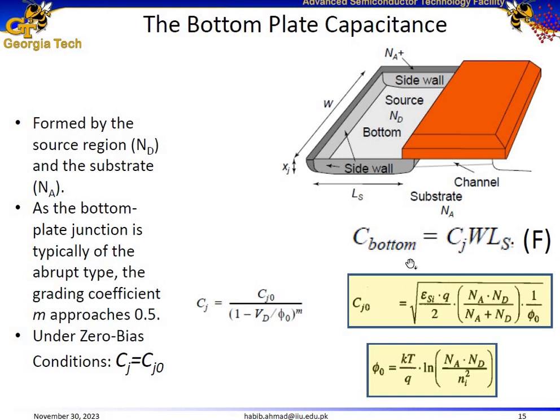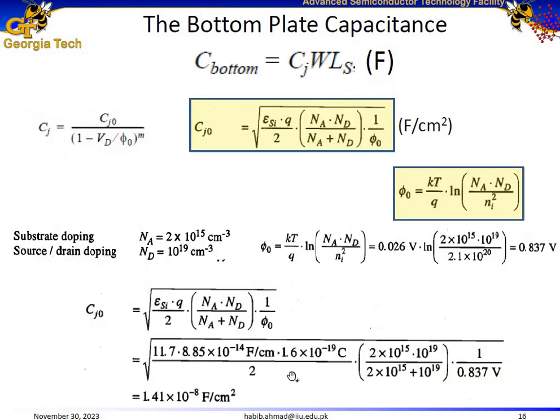And then the bottom plate capacitance, this gives us capacitance per unit area in farad per meter square or in farad per centimeter square. So just multiply it with the area of this bottom plate, gives you capacitance in farads. Here is an example based on that as well.